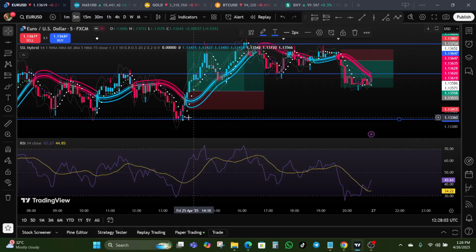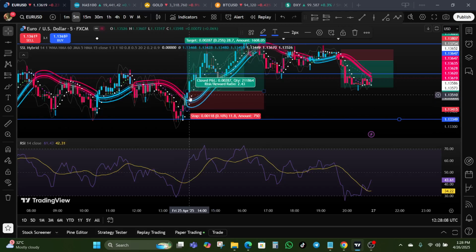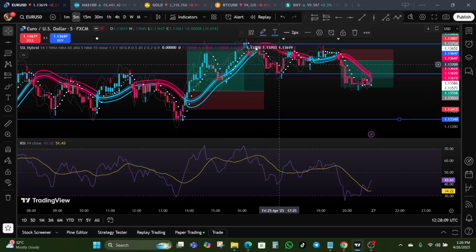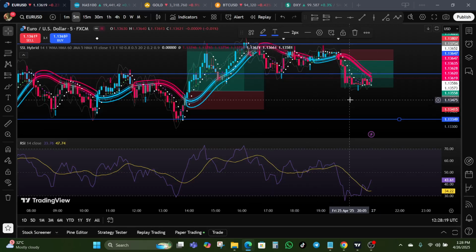Also, pay attention to your candlestick patterns. Watch out for bullish candlestick patterns when you are getting a buy signal. Watch out for bearish candlestick patterns when you are getting a sell signal. So basically the SSL hybrid indicator on TradingView is a powerful weapon for getting buy and sell trading signals. But like any tool, it works best when you understand its strengths and combine it with smart trading practices.